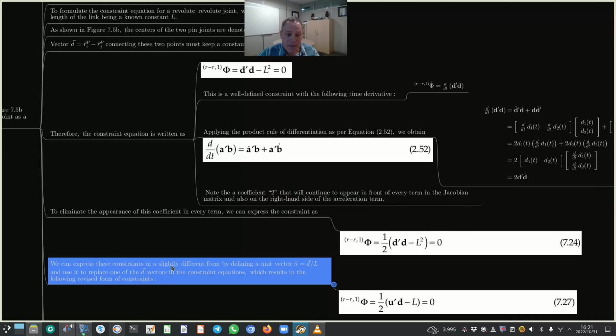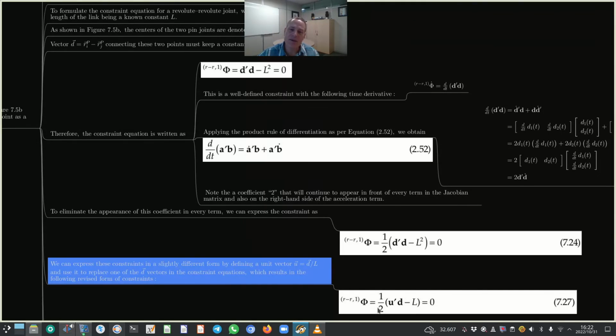We can express these constraints in a slightly different form by defining a unit vector u as the vector d divided by the magnitude L, and use it to replace one of the d vectors in the constraint equations, which results in the following revised form of the constraints. So we're revising the constraints once more, and you will see where we're heading.